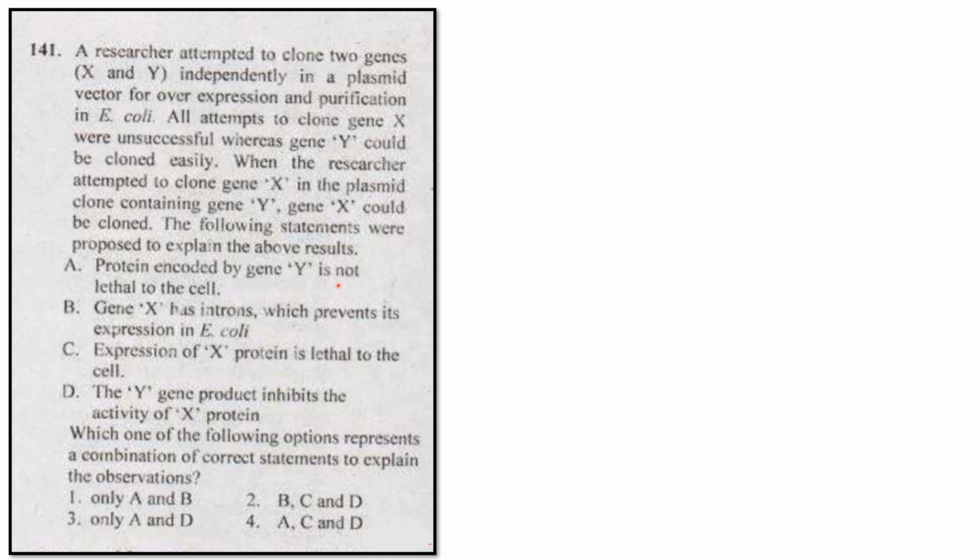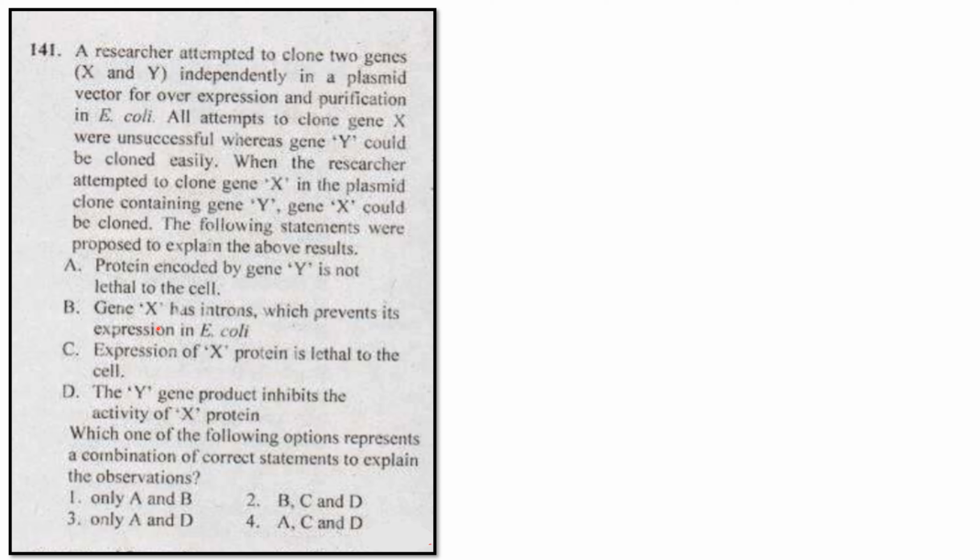If the DNA has a lethal gene, the cell will automatically die. That's why they are called lethal genes, or die genes. So if Y is lethal, the cell will die, meaning the cloning is unsuccessful. But here the Y gene is successfully cloned. So A is also correct, because Y is not lethal. Next, B.